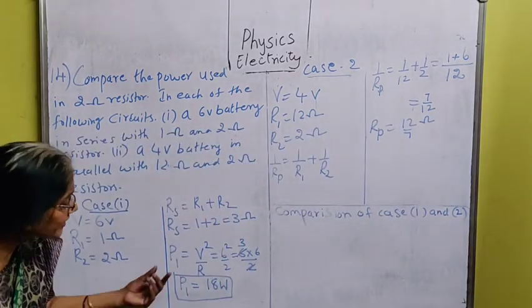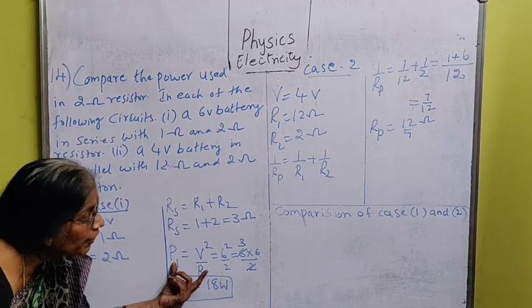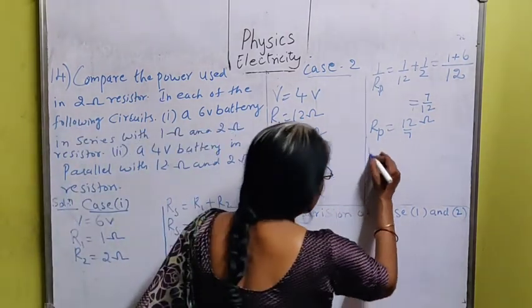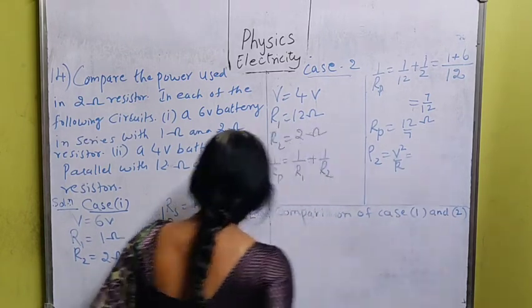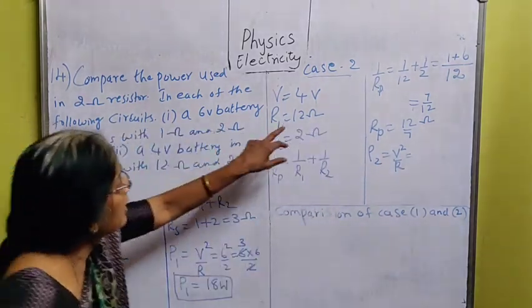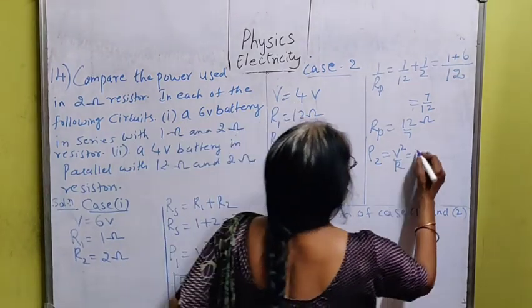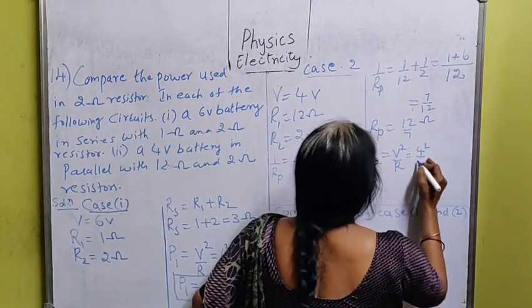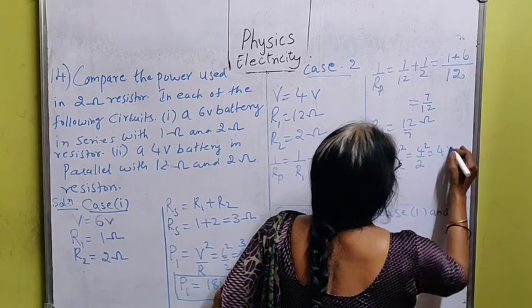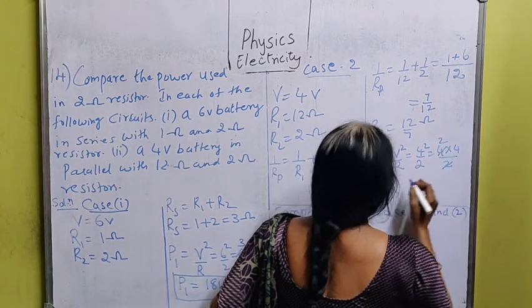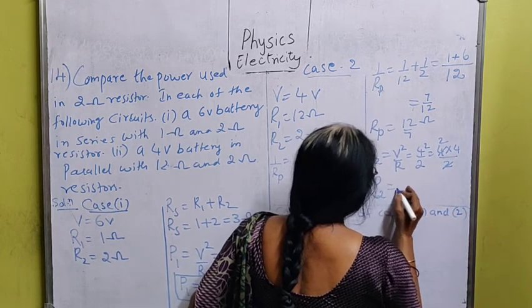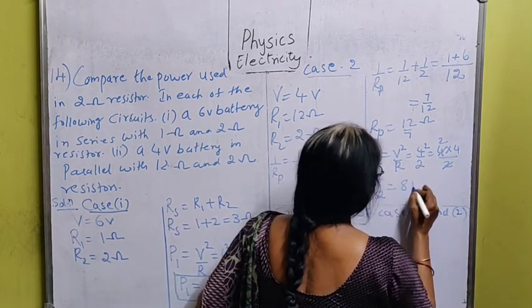Similarly, now we have to take the same formula to find out the power 2. So what is P2 equal to? P2 is equal to V square by R. What is V over here in the second case? 4. So 4 square by R, which is 2. 4 into 4 by 2. 2 ones are 2, 2 twos are 4, 2 fours are 8. So P2 is equal to 8 watt.